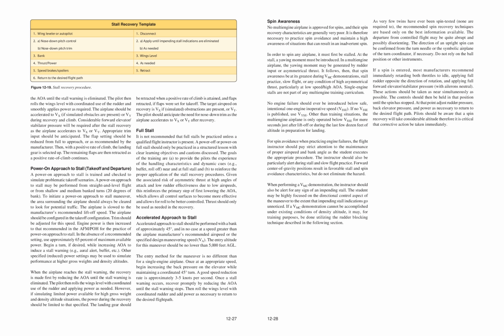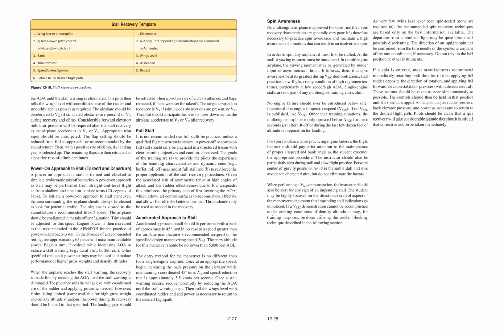Given the associated risk of asymmetric thrust at high angles of attack and low rudder effectiveness due to low airspeeds, this reinforces the primary step of first lowering the AOA, which allows all control surfaces to become more effective and allows for roll to be better controlled. Thrust should only be used as needed in the recovery.